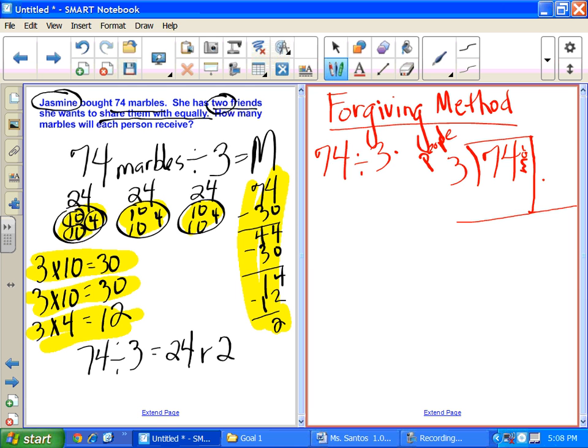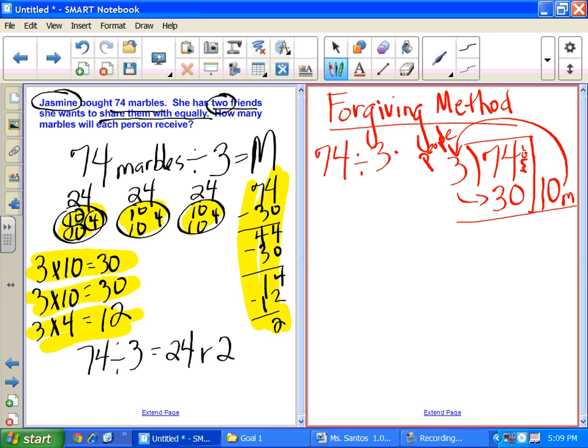So the first thing we're going to do, just like we did over here, we gave 10 marbles to each of the 3 people. Now you do not have to draw the line with the arrow. I'm just showing you what I'm doing. So 10 marbles for each of the 3 people will equal how many marbles did we give out?